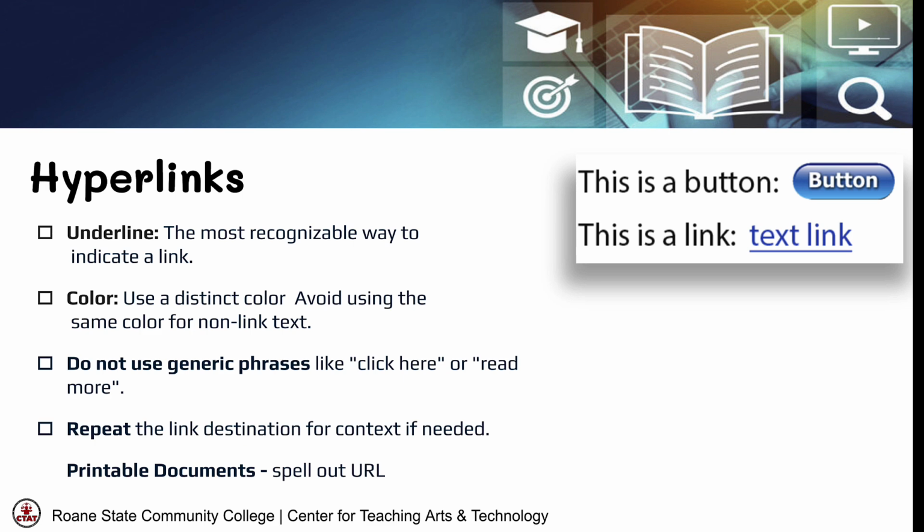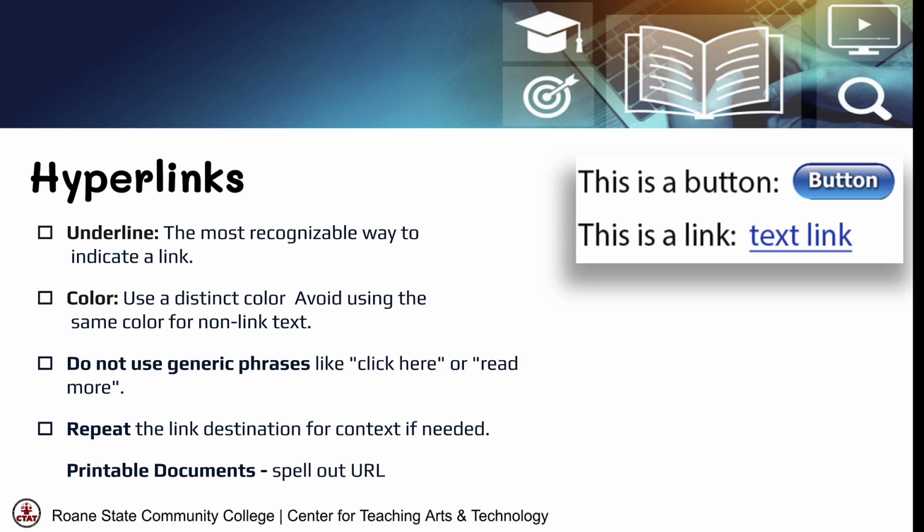And then again, we've already addressed this, but don't use generic phrases like click here or read more. If they're going to click something, tell them what they're going to read. So if they're going to click here to read case study X or something along those lines, not just click here. And then repeat the link destination for context if needed, and that's just a case-by-case situation. You would determine that. I think 9 times out of 10 it probably wouldn't be needed.